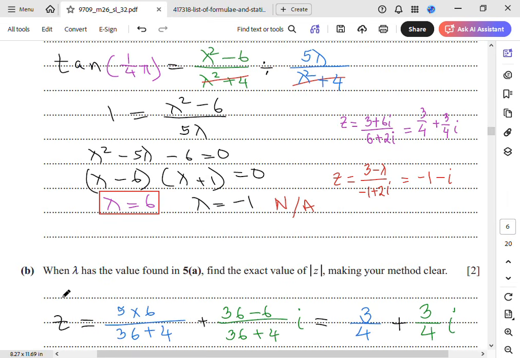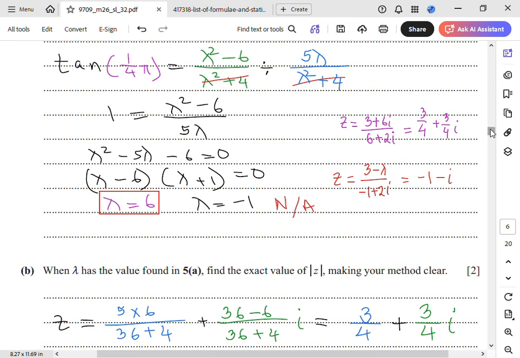When lambda has the value found in 5a, find the exact value. I've already found this. If I took lambda as 6, you get 3/4 plus 3/4 i.